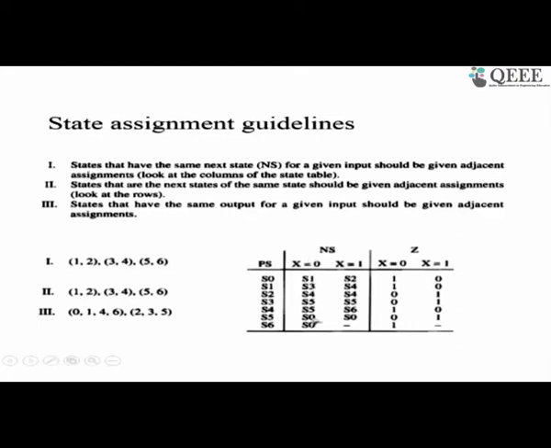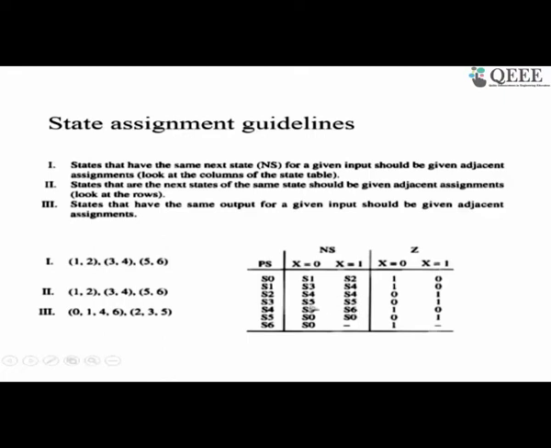So if you look in this column, look whether there is any repetition. Here there is a repetition, S4 S4, which means S1 as well as S2 are 2 states that go to the same next state, S4, for the given input x equal to 1. So 1 and 2 have to be given adjacent assignment. We remember that and mark it as a pair 1, 2.